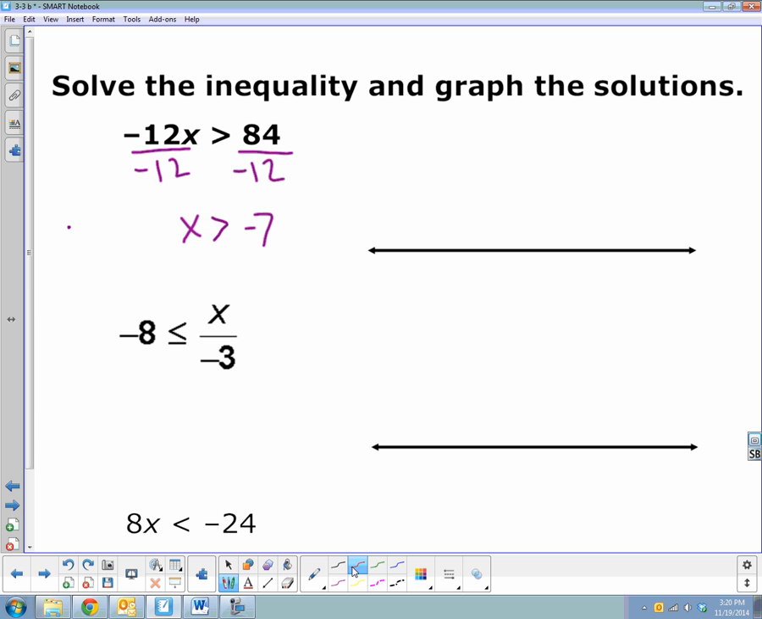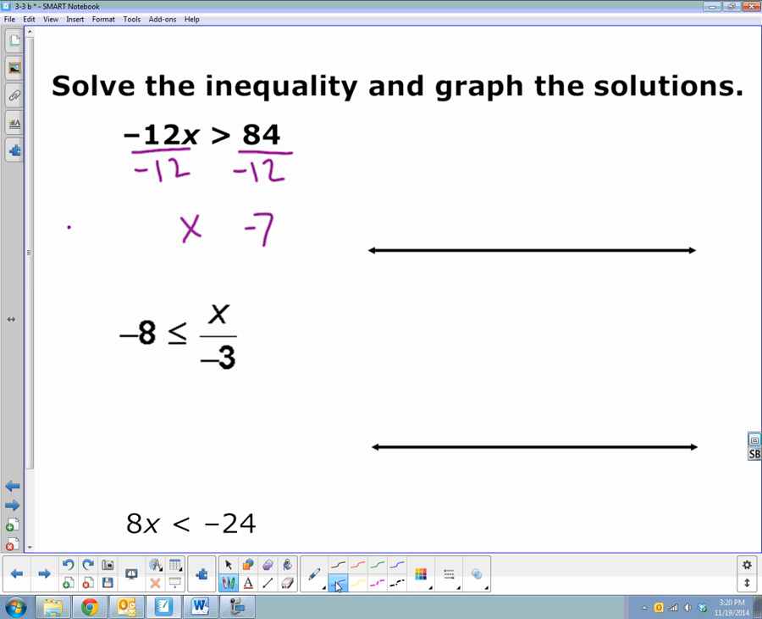But if I left it alone, that means that any number greater than negative 7 will work. So if I pick a number greater than negative 7, say 0, 0 is greater than negative 7. If x was 0, negative 12 times 0, which is 0, is not greater than 84. This would be wrong. So we need to flip that around. So that's wrong. That doesn't work. 0 is definitely not greater than 84.